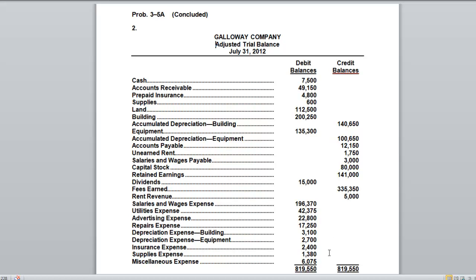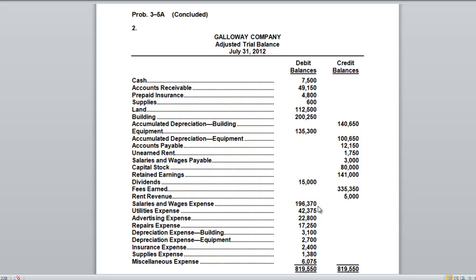When we get to the bottom here, we see now that our total debits are $819,550, and our total credits are now $819,550. Okay, originally our debit and credit balances each equaled $800,000. So we still stayed in balance. However, we just have a different number now for them.